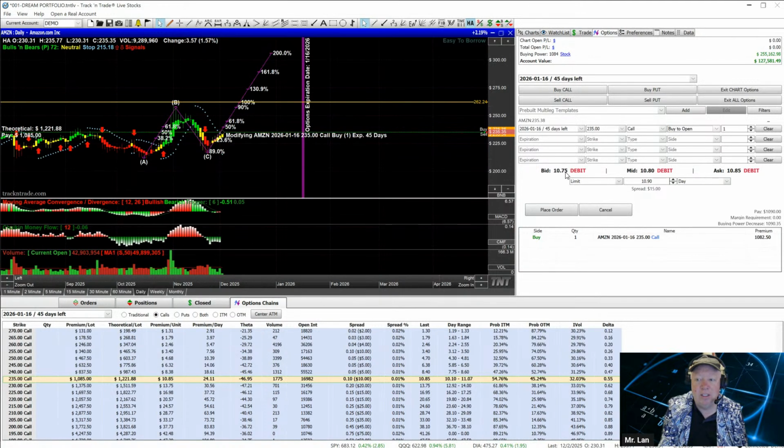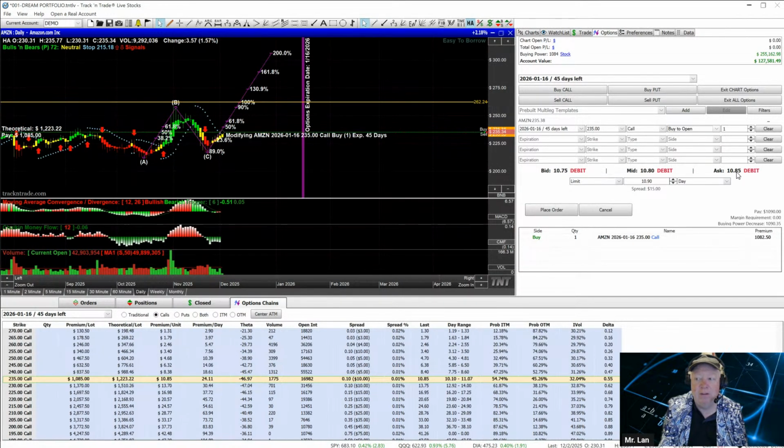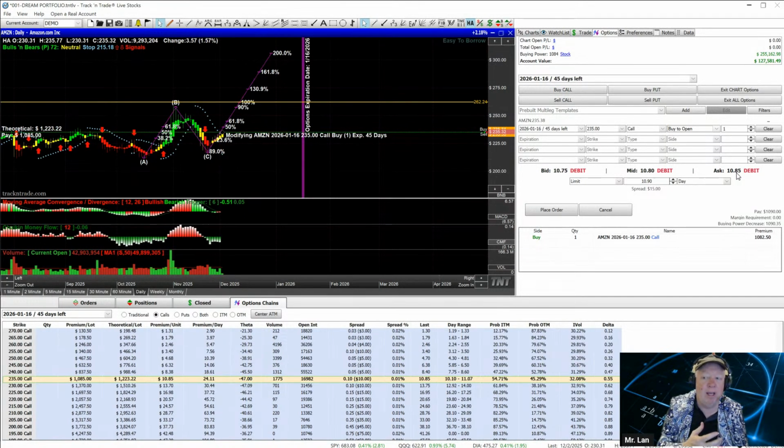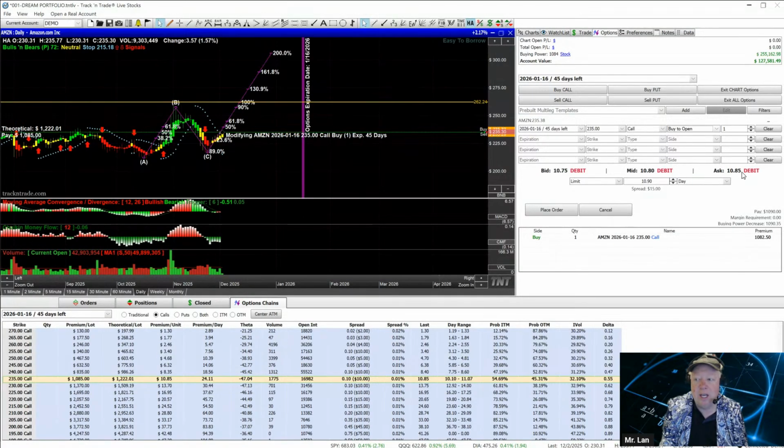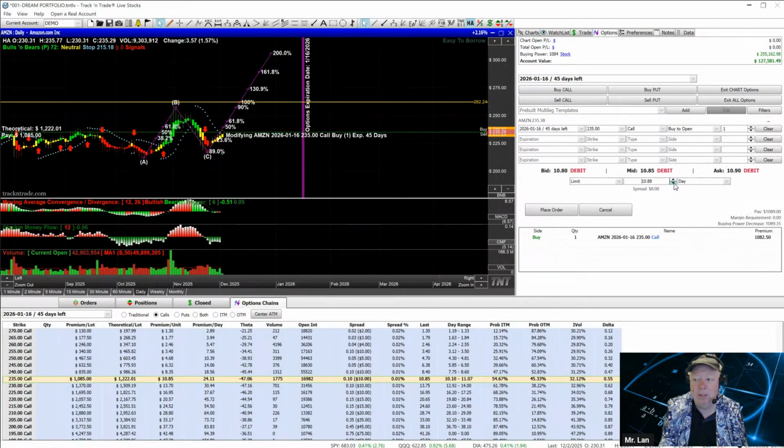So the bid is 10.75. The ask is 10.85. Ask meaning they're asking, if you're going to buy it, you're going to bid 10.75. They're asking 10.85. Pretty simple stuff, just like an auction. But we're going to offer them a midpoint. We're not going to offer them what they're asking. We're going to offer them 10.80. And they're asking 10.85. So we'd come in here and put this at 10.80.